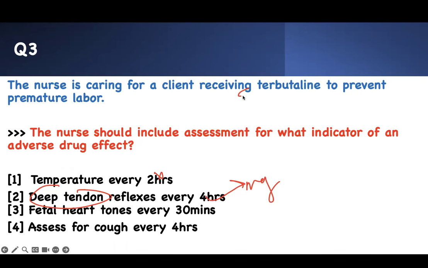Of course, you're going to check it every 30 minutes. The right answer, like we said, is cough. But why cough? Because it leads to pulmonary edema. You can have CHF, so I don't want to write CHF there.